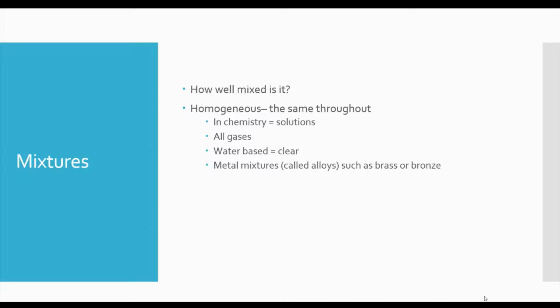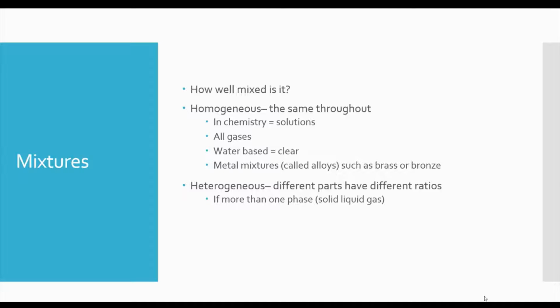There's another group that are not water-based. If we have metals, we might mix metals together and have a solution. And of course, they wouldn't be clear because metals just aren't clear. But we call those alloys, and alloys are solutions. So if I mix together tin and copper, I'm going to end up with bronze, and that is considered a solution or an alloy. And there's lots of different kinds of alloys that we might have.